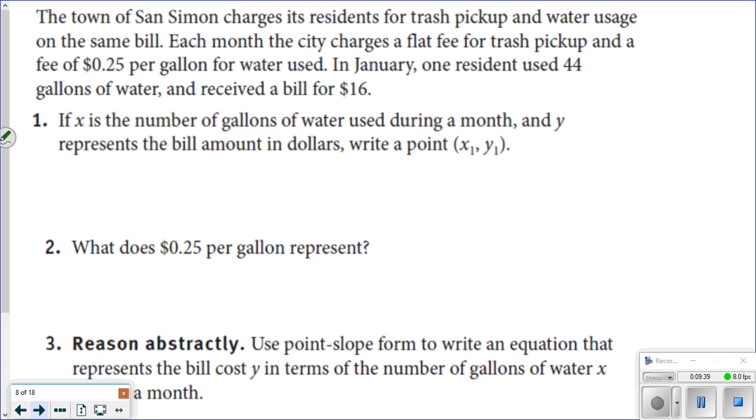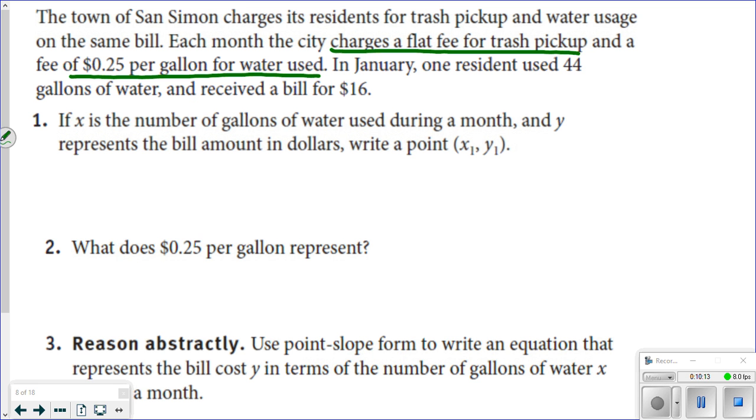All right, here we get into a story problem. The town of San Simon charges its residents for trash pickup and water usage on the same bill. Each month, the city charges a flat fee for trash pickup and a fee of 25 cents per gallon for water used. Remember that per, that's important.